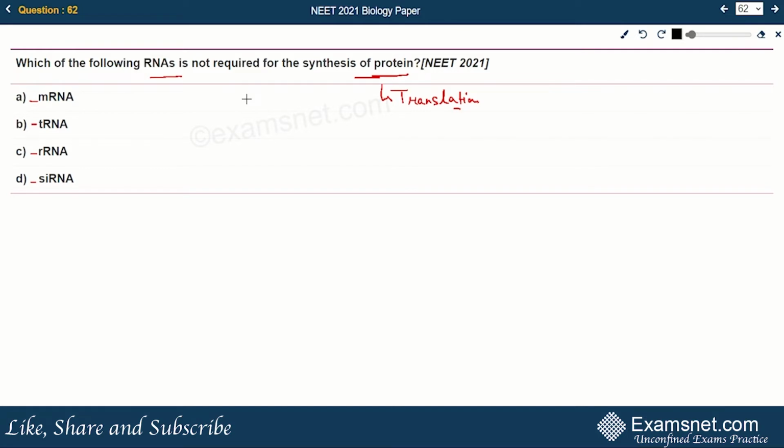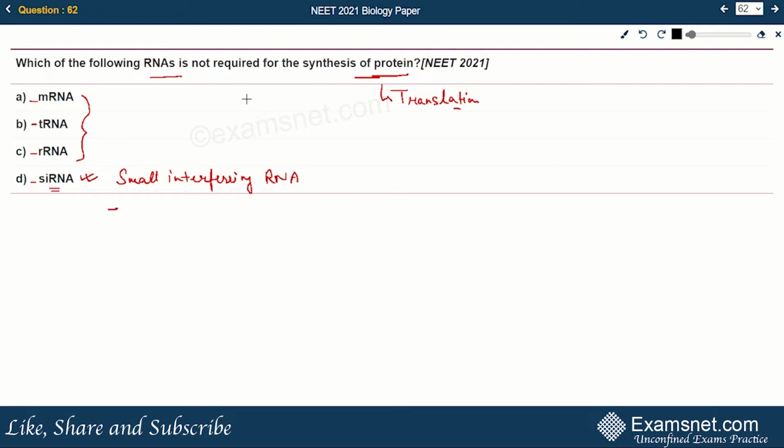We know that mRNA, tRNA, and rRNA all are involved in the translation. Therefore, the only RNA which is not involved is option D, that is siRNA. What does siRNA mean? It means small interfering RNA. There are other names as well. Sometimes it is also known as short interfering RNA or silencing RNA.